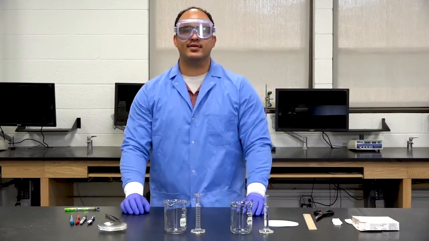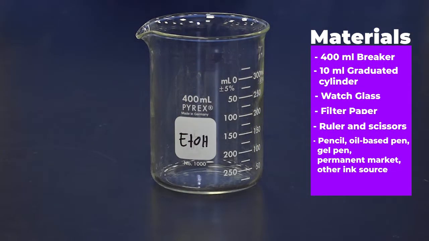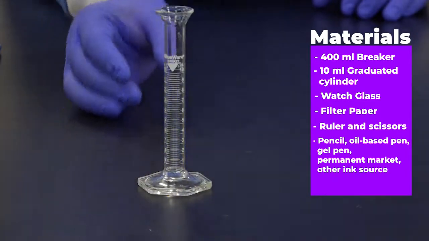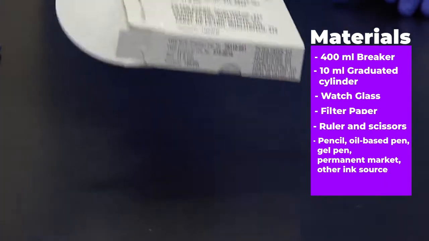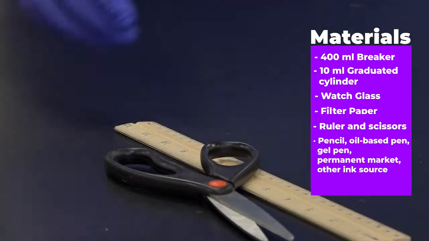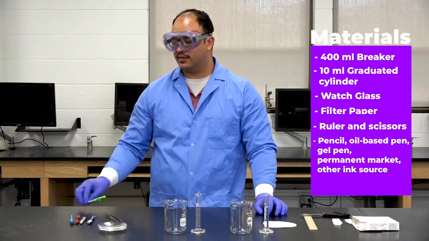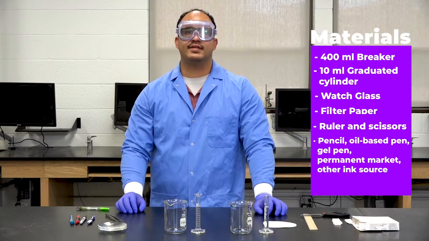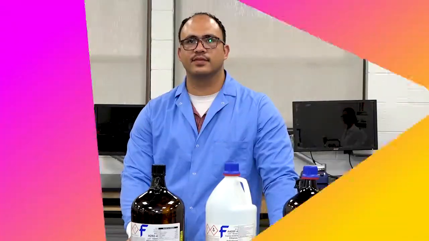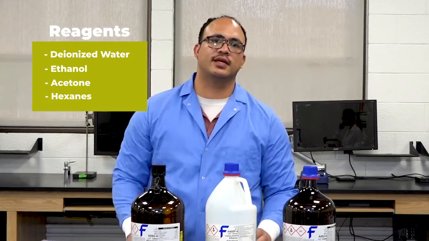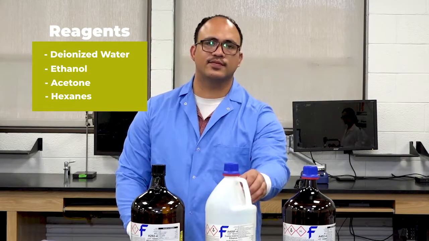For this experiment, you'll be using a beaker with a watch glass for every different type of solvent that you'll be testing, a 10 milliliter graduated cylinder, filtration paper with a ruler, scissors, and a graphite source, and of course your different types of ink sources or the sample that your TA has provided to you. For today's chromatography, we're going to be using hexanes, which is a very good non-polar solvent, and ethanol, which is a really strong polar solvent.